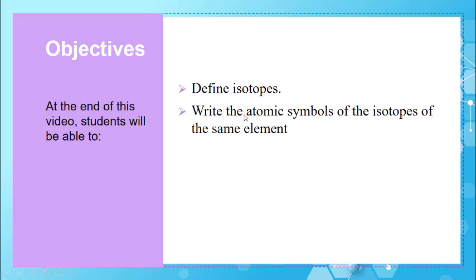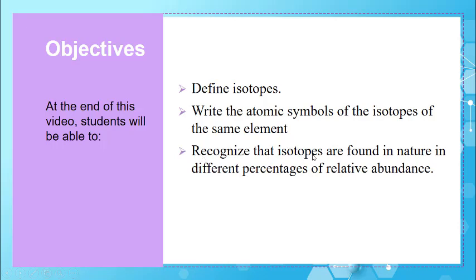The objectives of this video are: define isotopes, write the atomic symbols of the isotopes of the same element, and recognize that isotopes are found in nature in different percentages of relative abundance.